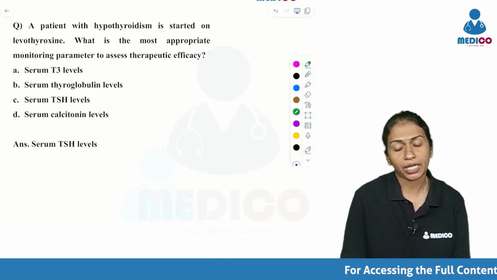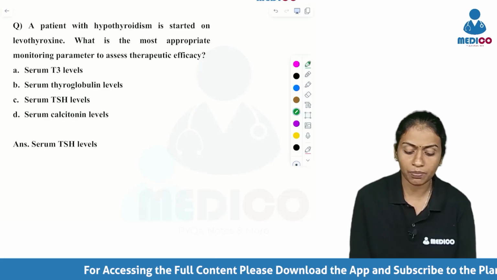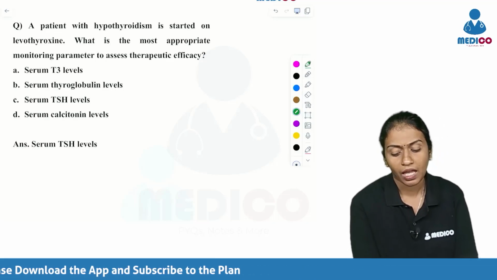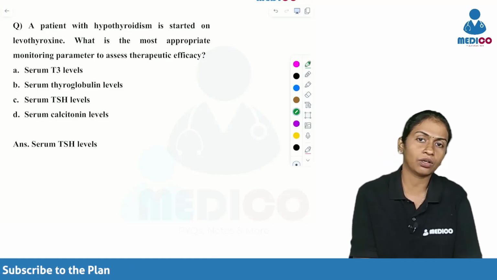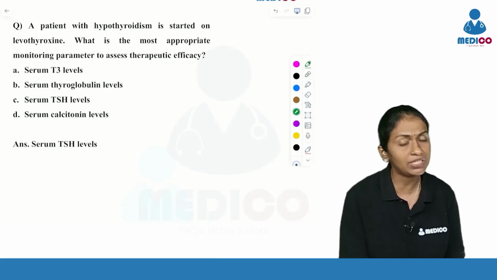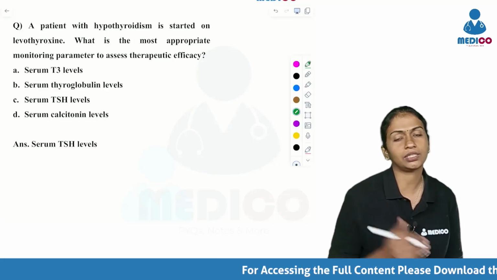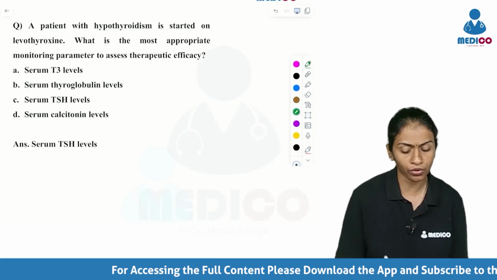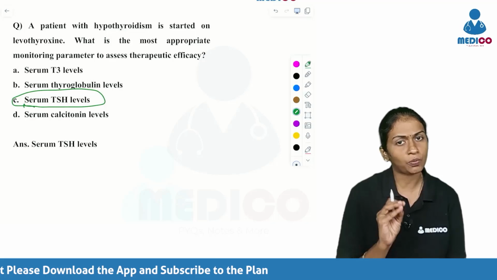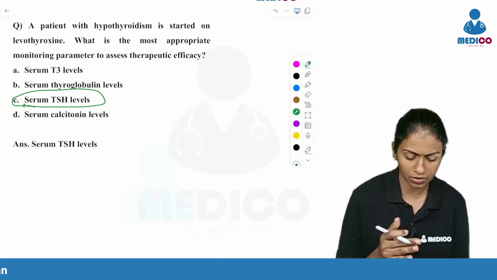Now, a patient with hypothyroidism is started on levothyroxine. What is the most appropriate monitoring parameter to assess the therapeutic efficacy? As we all know, for starting or for diagnosing hypothyroidism, we look out for TSH as well as free T3, T4 levels. But for monitoring the therapeutic efficacy, what do you look out for? We look out for the TSH levels. It should be between 0.5 to 5. We try to maintain it between the midway.